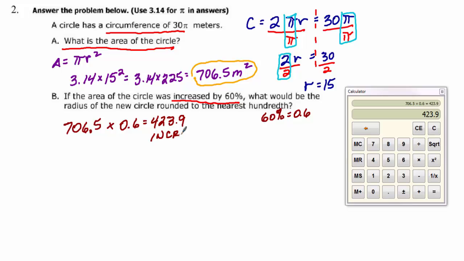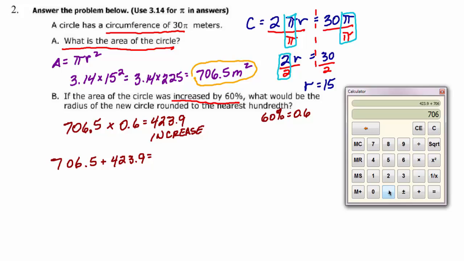423.9 increase. And we always have to make sure that we don't look at that and say, oh, that's the new amount. No, that's the increase. So now we need to take 706.5 plus 423.9, which is equal to 1,130.4. That's the increase in the area, so that's now meters squared.